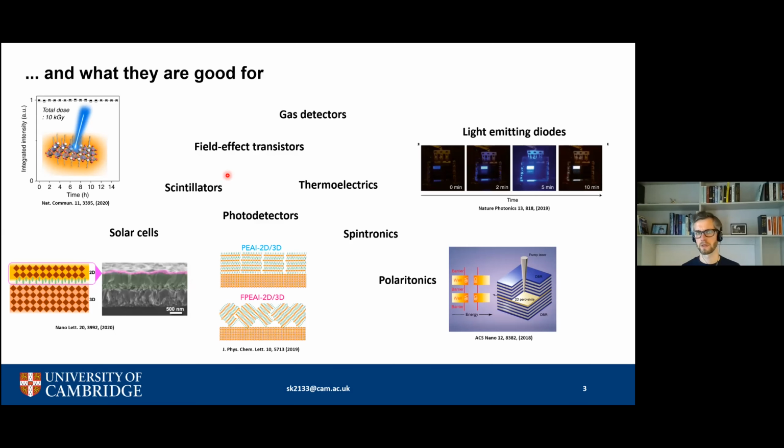And then we can go through the entire field of scintillators, photodetectors, and given that they have large excitonic binding energies, the field of spintronics and polaritonics, a broad playing field for physics. And eventually, of course, light-emitting diodes, because they're so bright. Good. I will not actually talk about devices today. It's all just spectroscopy, microscopy.